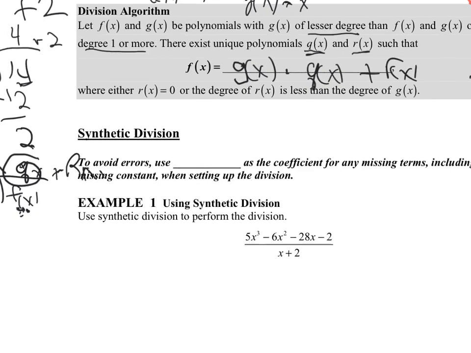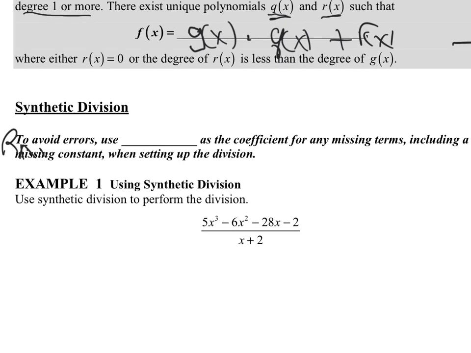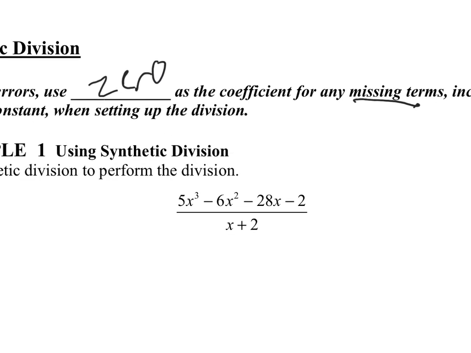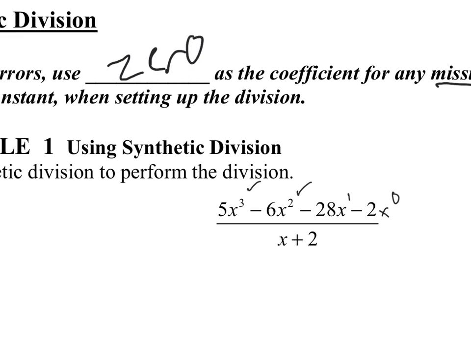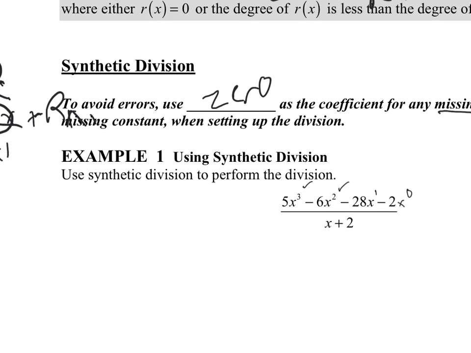To avoid errors, use a 0 as the coefficient for any missing terms. Use a 0 for any coefficients that are missing terms. If you look at this one, this has a third degree, second degree, that's 3, 2, 1, and then this is x to the 0. All the terms are there, so nothing is missing, so I can't show you what he's talking about in here.